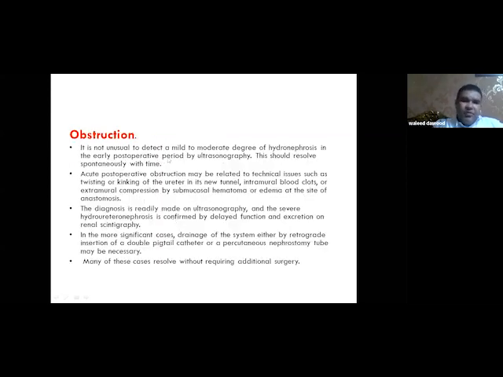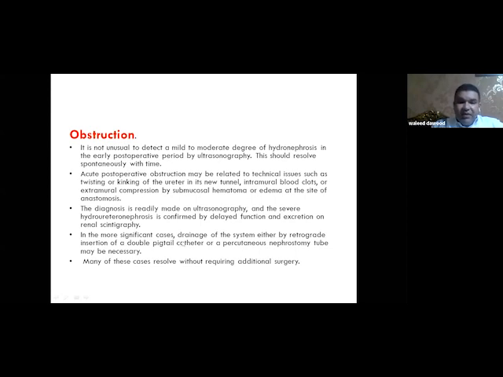Obstruction. It is not unusual to detect a mild to moderate degree of hydronephrosis in the early post-operative period on ultrasound. This should resolve spontaneously with time, especially in cases of Lich-Gregoir. Those cases mostly have no hydronephrosis pre-operatively. Post-operatively, we can find hydronephrosis up to 1 month after the operation, and it resolves spontaneously. Acute post-operative obstruction may be related to technical issues such as twisting or kinking of the ureter in the tunnel, intramural blood clot, or extramural compression by submucosal hematoma or edema at the site. The diagnosis is readily made by ultrasound and severe hydroureteronephrosis, confirmed by delayed function and excretion on renal isotope scan.